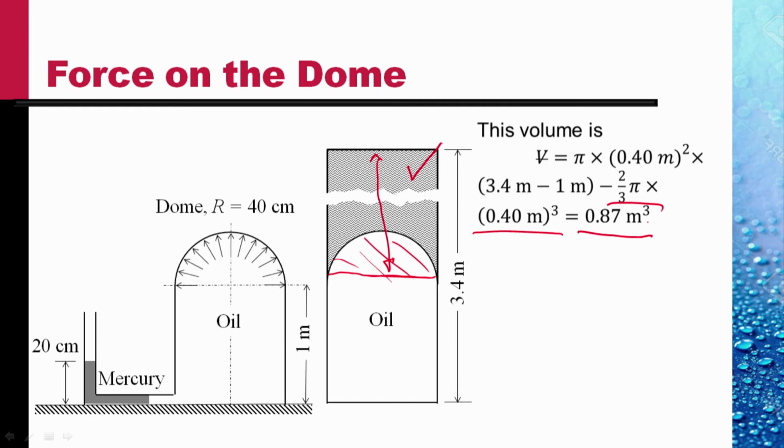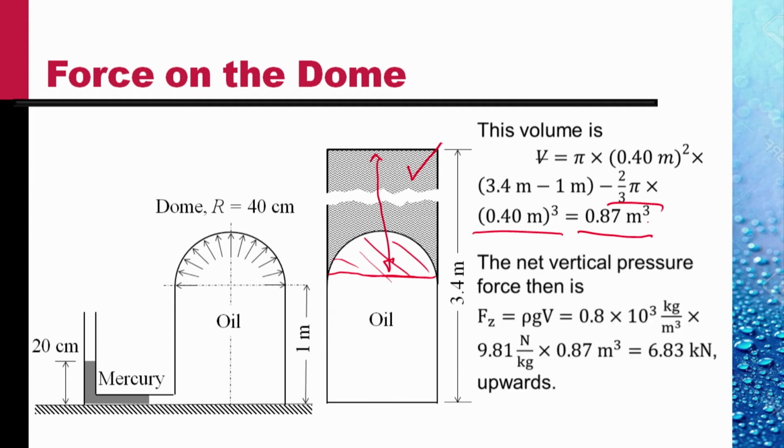And so the vertical force is the weight of this oil, which is the density of the oil times g times this volume, 6.83 kilonewtons upwards. Of course, there will be no horizontal force because of the symmetry of the hemisphere.